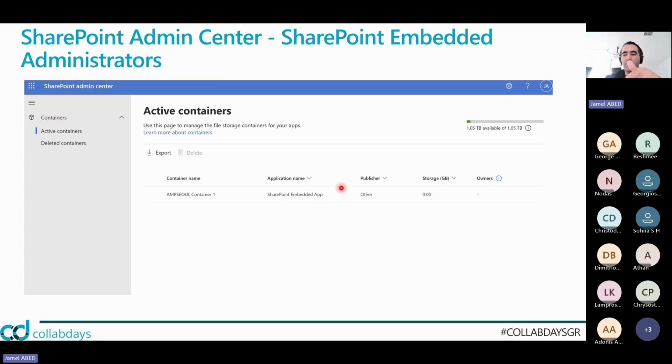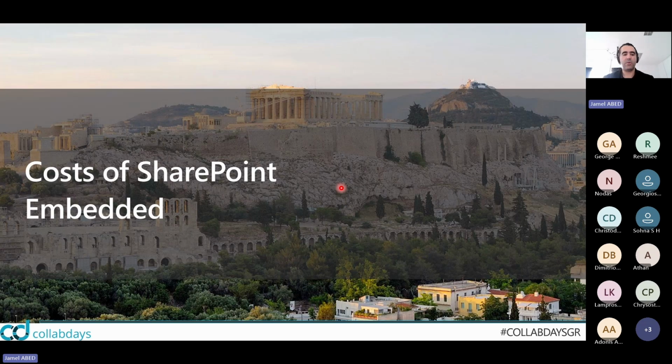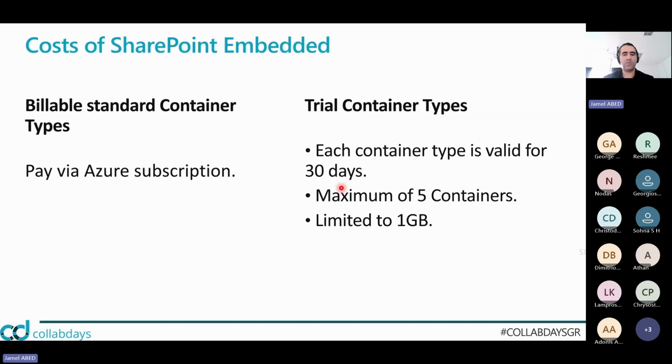If you want to split the role in your organization, the best way is to apply only one admin for your SharePoint Embedded container. And for the cost, there are two types of SharePoint Embedded. We can use a standard container type, where you pay as you go, and it's very important for your tenant. We also have the trial version. We can create a free version for your SharePoint Embedded.